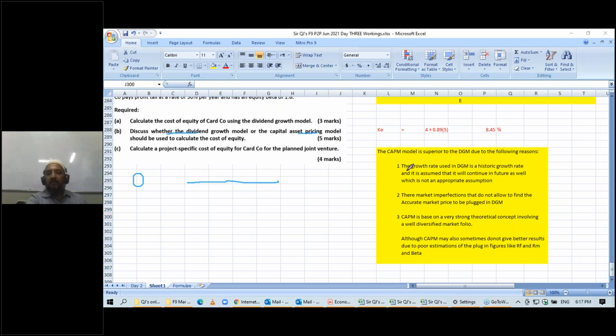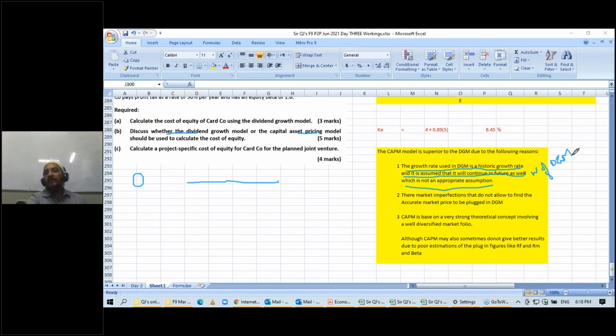The growth rate used by the dividend growth model is a historic growth rate. The growth rate basically represents the past growth rate. Now it is not necessary that in the future also the growth will continue at the same speed. So it is assumed that it will continue in the future as well, which is not an appropriate assumption. So this is the weakness of the dividend growth model.